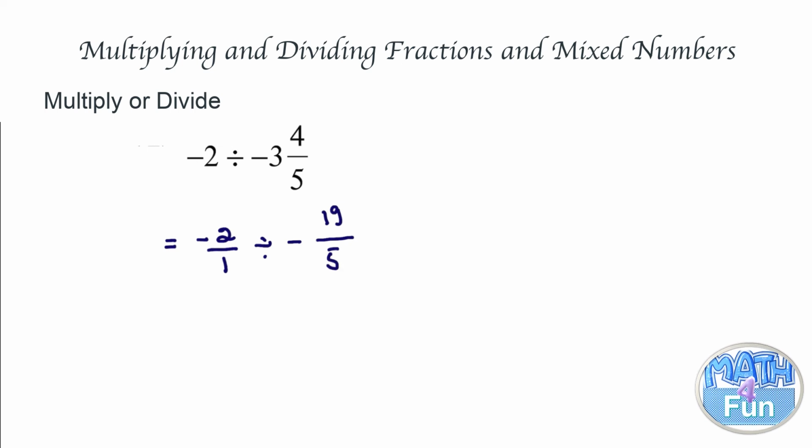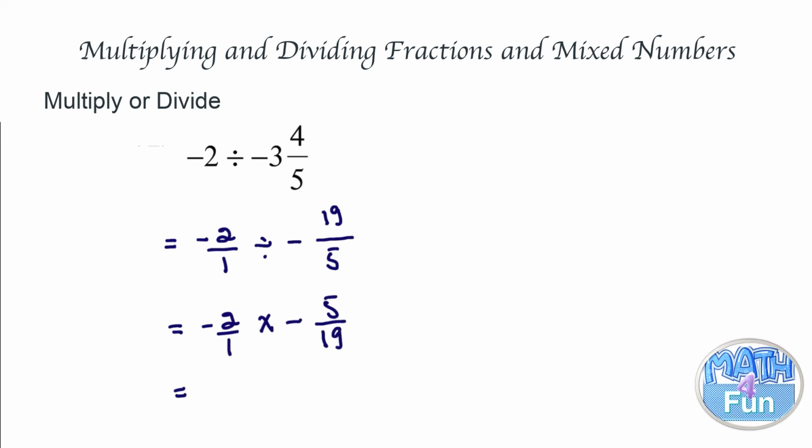And now we change the division to be multiplication. So we write equal, we keep minus 2 over 1. Now the divide becomes times, and the fraction would be flipped, 5 over 19. Here we have minus times minus, which is plus. Now 2 times 5, which is 10. And we have 1 times 19, which is 19. And the answer is plus 10 over 19.